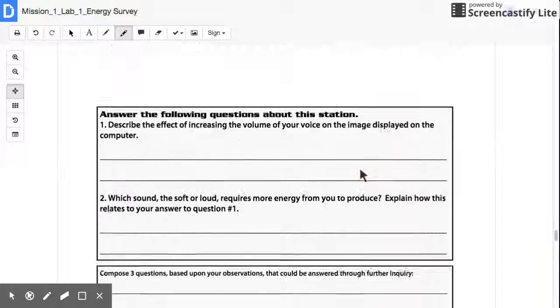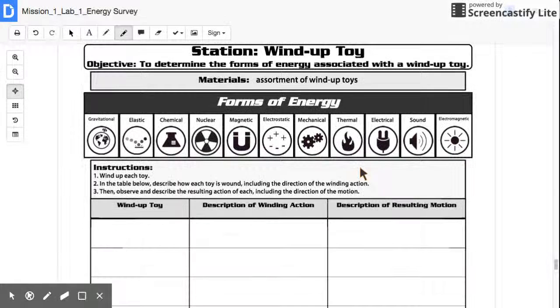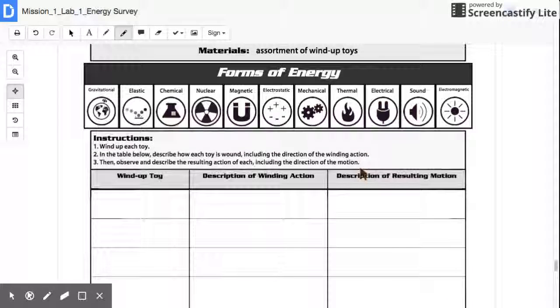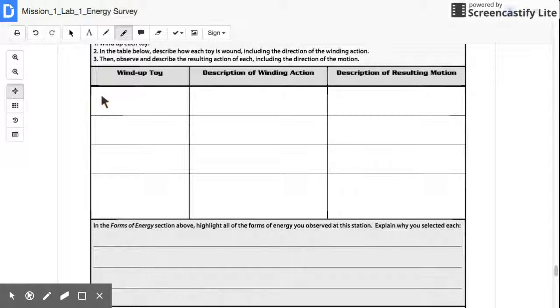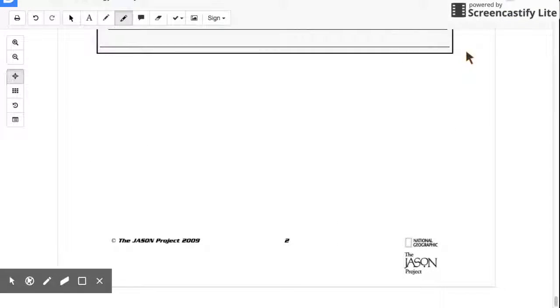All right. The next station is a wind-up toy. We'll have a variety of wind-up toys that you will wind up, and you'll see what happens when you release them. I think we're all familiar with those. Make sure you give a description of the toy. How is the winding action done exactly, and then describe the resulting motion. Once again, as in all of them, you're going to need to highlight the forms of energy and then explain why you selected each. And then that will be the end of the lab.